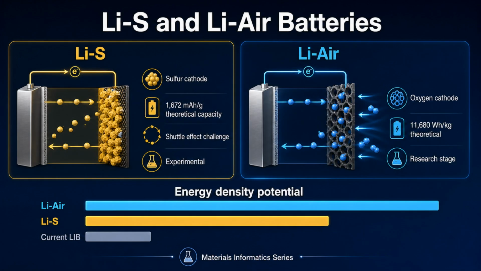For even higher energy density, researchers are exploring lithium-sulfur and lithium-air batteries. Li-S uses sulfur as the cathode, with a theoretical capacity of about 1,670 mAh per gram, roughly 6 times the theoretical capacity of lithium cobalt oxide. Li-Air theoretically offers an astounding energy density far exceeding current technologies. However, both face significant challenges with cycle life and remain in the research stage.